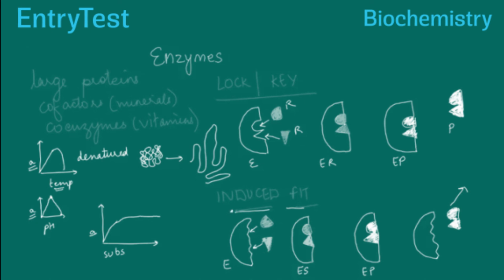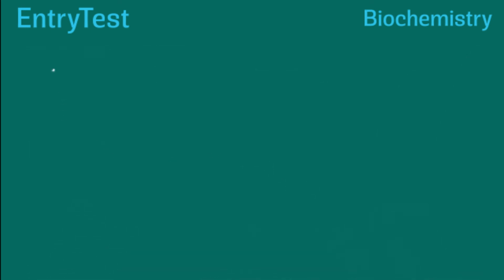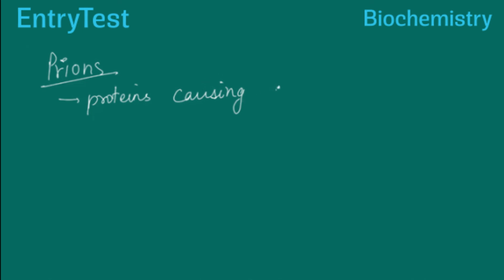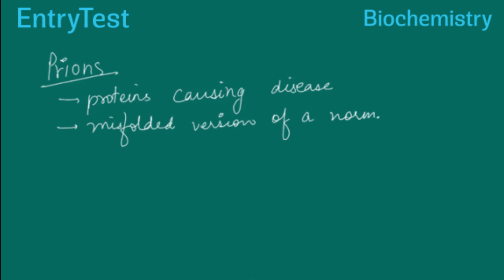One more thing that is left in this video to be covered is the organic compound known as a prion. So it's a very small concept. Prions are basically proteins that cause disease. They can be present in bacteria or they can be present in viruses, but these are proteins that cause a disease, and usually they are a misfolded version of a normal protein. So that is what the prions are. And that is all that we will be covering in this video.